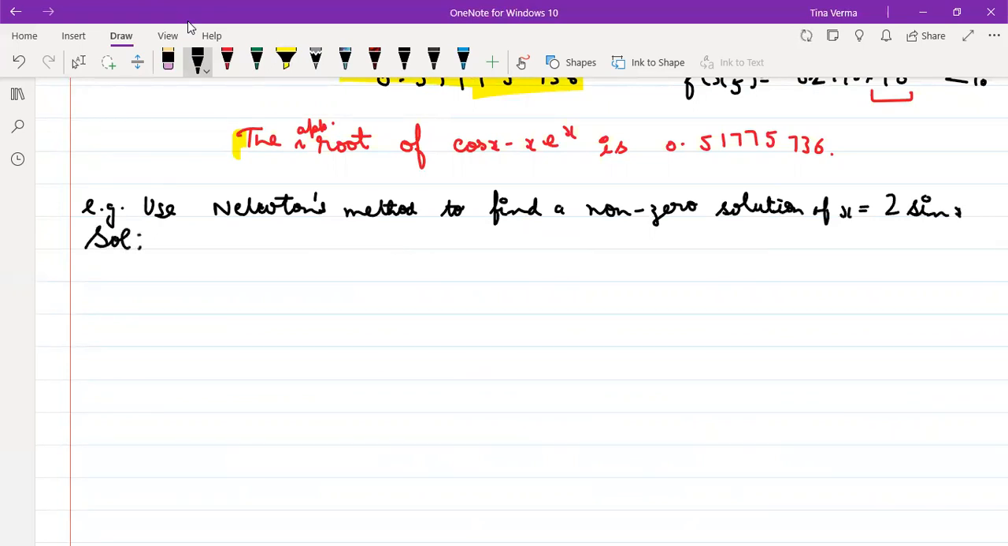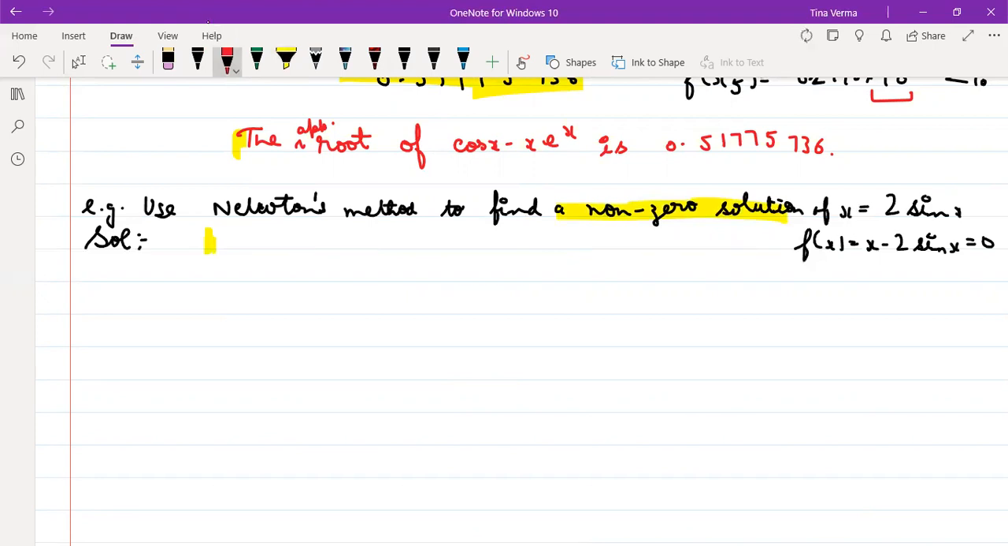So because 0 is always the solution of this, when you say x is equal to 0, that will be equal to this 0. That means x minus 2 sin x is your function. So 0 is always the solution. But which solution do you have to find? That is your non-zero solution.